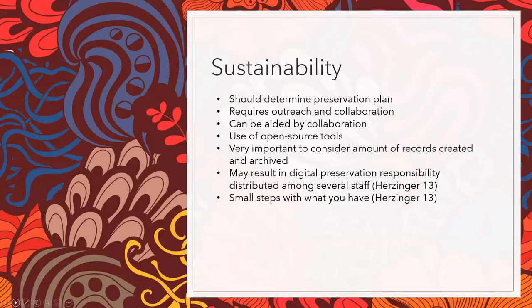So Herzinger mentioned digital preservation as taking small steps with what you have. And I think that is a really good description of what sustainability looks like when it comes to digital preservation. You know, you don't need to shoot for the moon right away. If you only have the resources to do X, then just do X. And don't worry if it's not perfect. Don't worry if your storage is very basic, as long as you are doing a generally good job of preserving records and maintaining the authenticity of the content and context over time, then that's probably good enough.